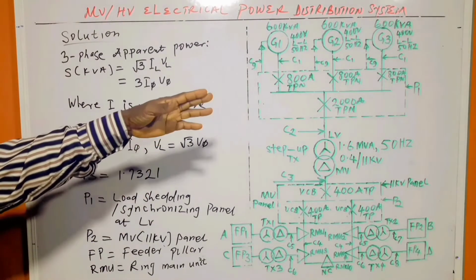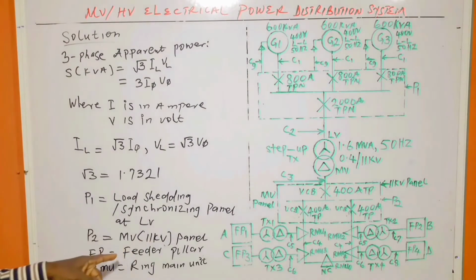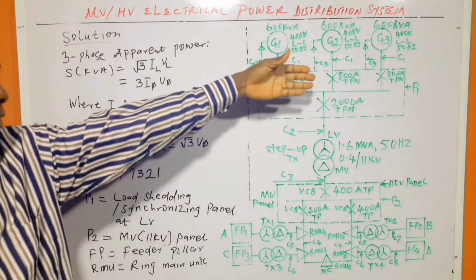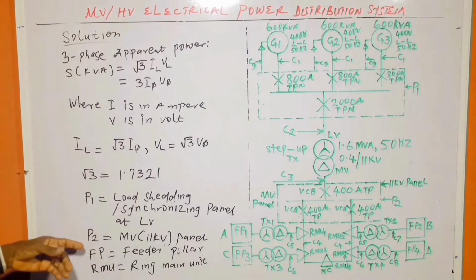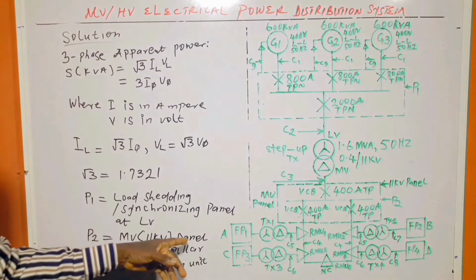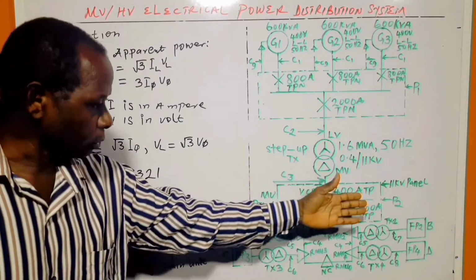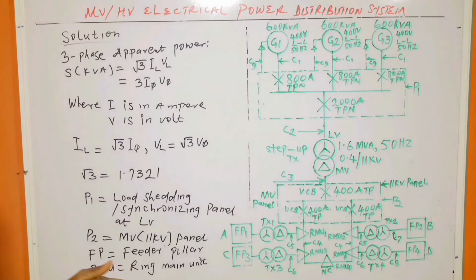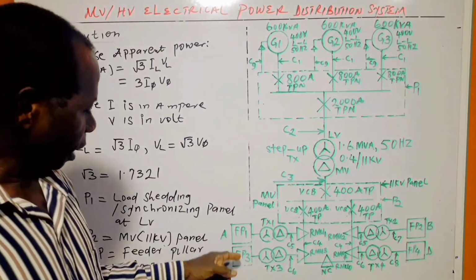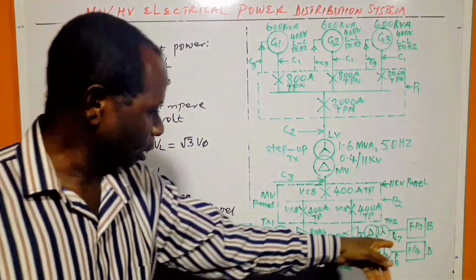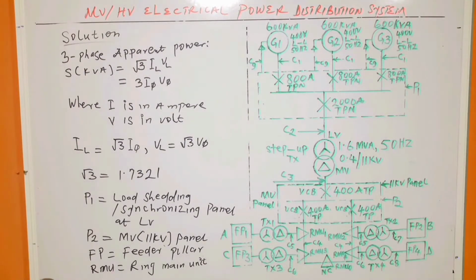And the P1 that we are talking about here is the load shedding / synchronizing panel. So it decides how many generators are to be switched on. Alright, and P2, which is the MV 11 kV panel, is the one housing the 3 vacuum circuit breakers. So we have a feeder pillar 2, 3 and 4, attached to the 4 transformer stations.